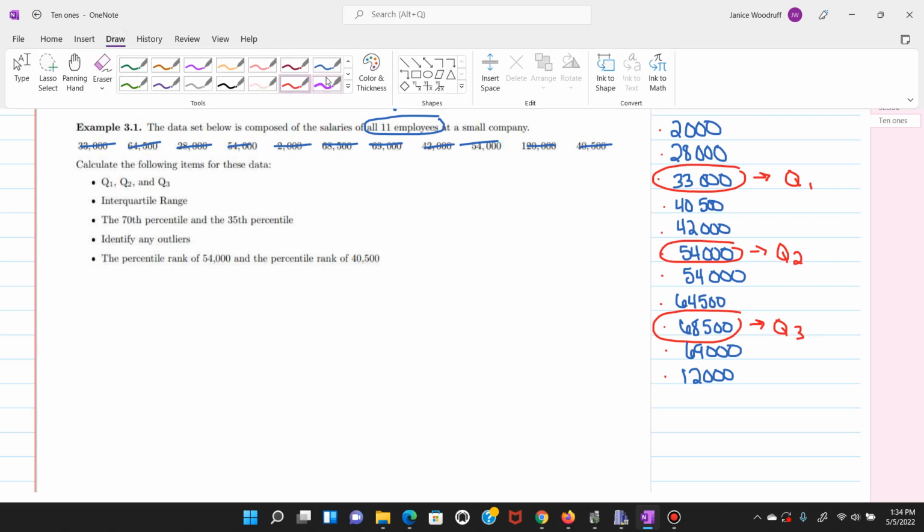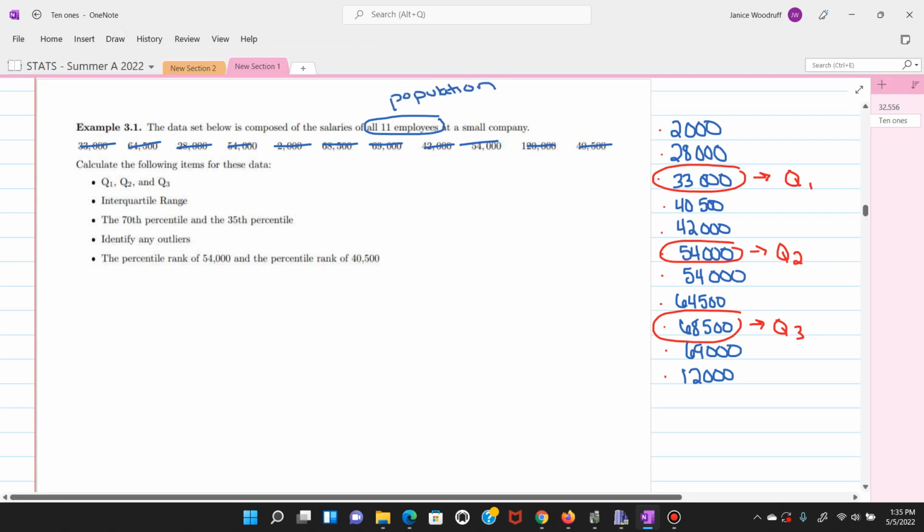Interquartile range. Interquartile range is quartile 3 minus quartile 1. Okay, quartile 3 is 68,500. Quartile 1, 33,000. That is going to give me 35,500. Okay, the middle 50% of data, the interquartile range, has a range of 35,500, a spread, if you will.